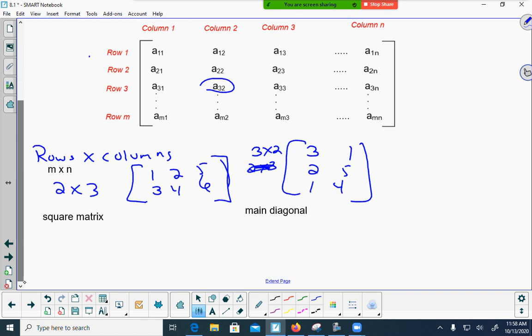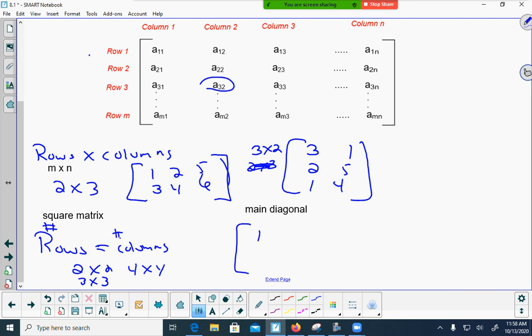A square matrix means that the number of rows equals the number of columns. So if I have a 2 by 2, 3 by 3, and sometimes we get up to a 4 by 4, those are all square matrices. If I have a square matrix, I'm going to have what's called a main diagonal. Let's do a 3 by 3. There's my square matrix. The main diagonal goes in one direction, from upper left to bottom right. That would be my main diagonal.